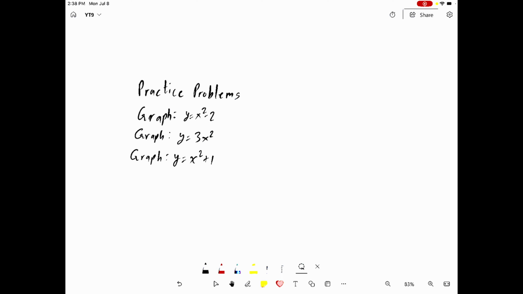And of course, none of our lessons is complete without me assigning you some practice problems, which you can post your answers to down in the comments. Actually, no, maybe you can't. Or maybe you can. Who knows? For our first practice problem, we're going to graph y is equal to x squared minus 2. For our second, we're going to graph y is equal to 3x squared. And for our third, we're going to graph y is equal to x squared plus 1.